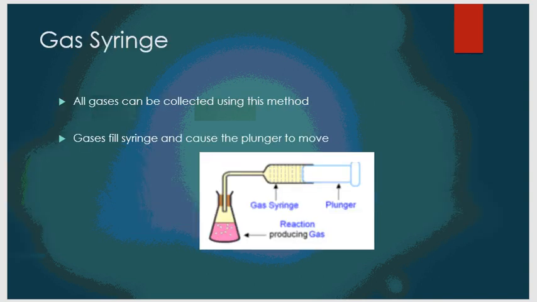Okay, so the first one, we have the gas syringe method. So any gas can be collected using this method. So basically you have a reaction taking place in a sealed flask. It produces a gas which goes up into the gas syringe and causes the plunger to move out so you can collect the gas.